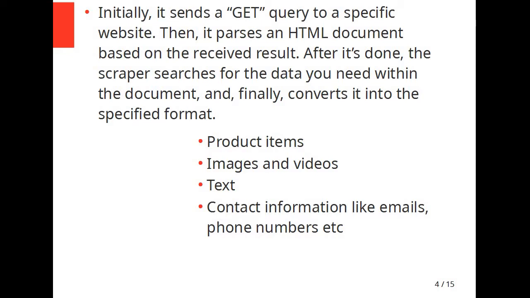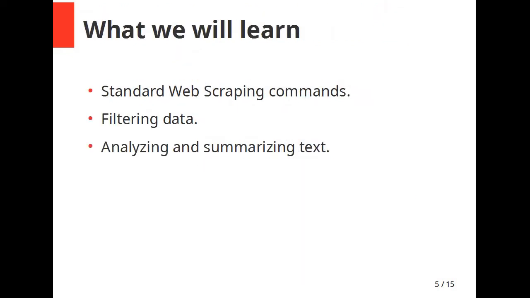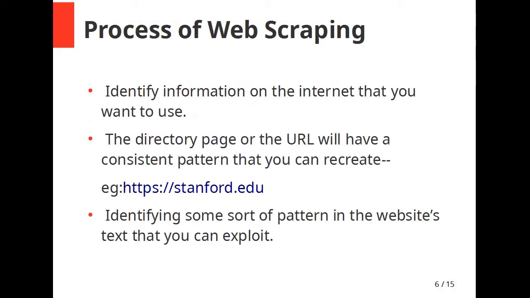The items scraped from the web can be product items, images or videos, text documents, or contact information of a person like email, phone number, and so on. As I already said, the scraped data will be in the form of an HTML document. To work with that, we need to know the basics of an HTML document. What we will learn in this session is standard web scraping commands, filtering data, analyzing and summarizing text.